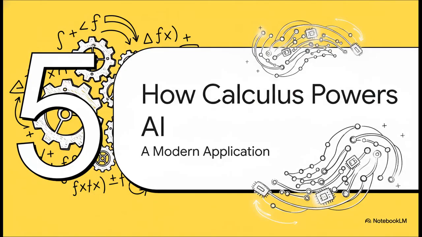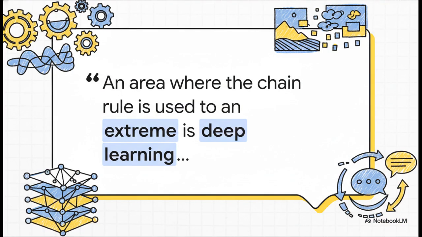And that brings us to the big payoff. This is it. All this math, these nested functions, these derivatives, it all leads directly into the engine room of modern artificial intelligence. This quote really just nails it. Deep learning isn't just using the chain rule, it's using it to an extreme. Those incredible models that can generate images from text or translate languages in real time, they are built on this exact idea of having many, many levels of functions all composed together.